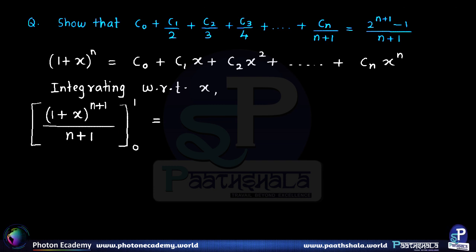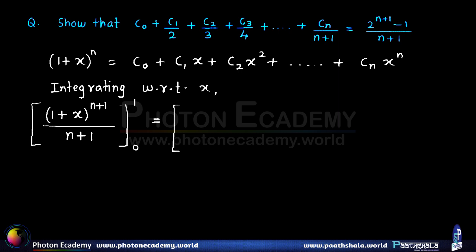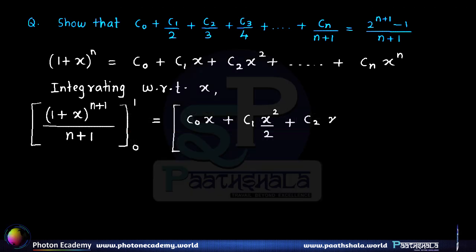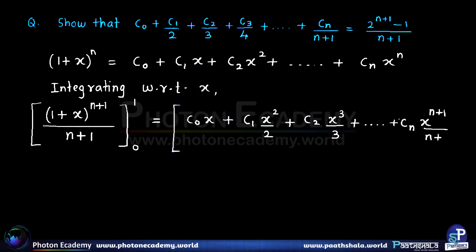This is equal to, now when you integrate C0, which is a constant, it will become C0 into x plus C1x will change to C1x square upon 2 plus C2x square will change to C2 into x cube upon 3 and so on up to finally we will have Cn into x raised to n plus 1 whole upon n plus 1, and this also is integrated from 0 to 1.